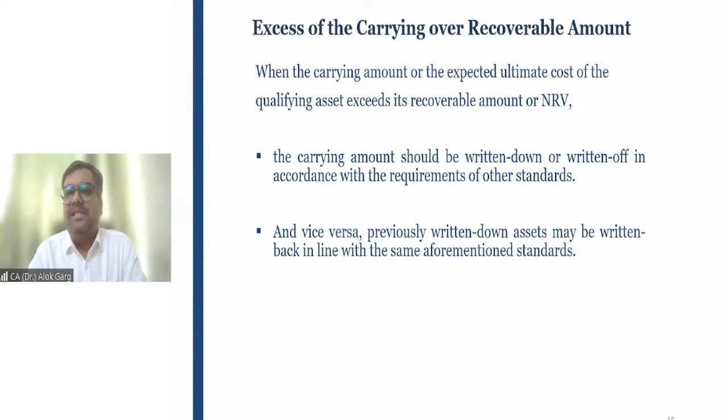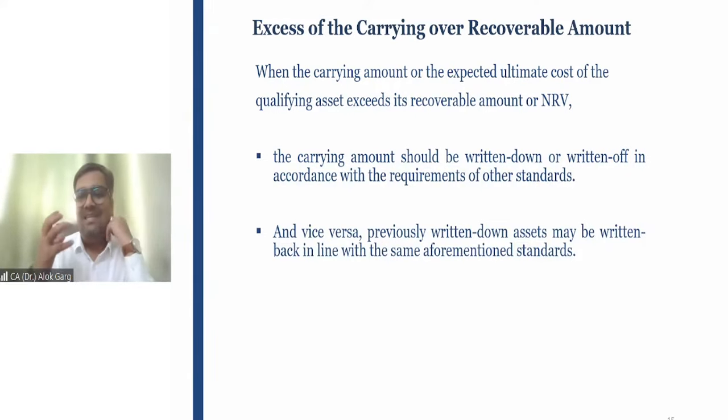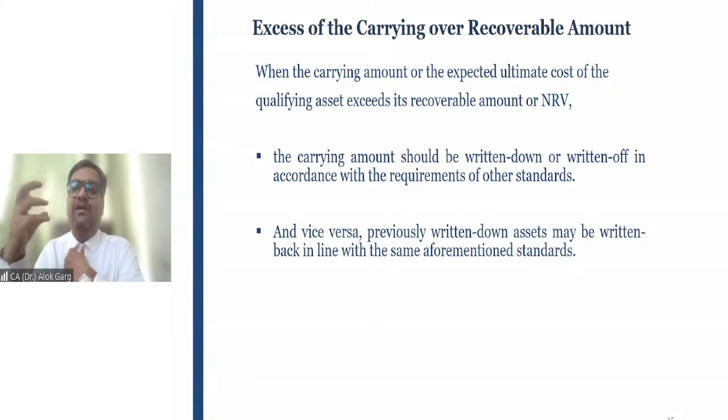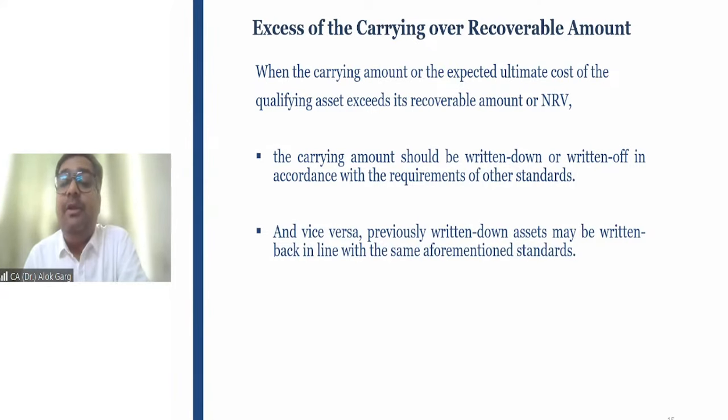Now there is one concept which is given for the impairment. As I have already told you, for example, you have constructed a plant and the construction cost was, let's say, 1 crore rupees. You have also capitalized the borrowing cost of 10 lakh rupees. So what is the total cost? 1.1 crore, right? Eventually, the recoverable amount of the plant has gone down. It came down to 80 lakh rupees, right? So this interest cost is also going to be impaired. So 1.1 crore minus 80 lakh, 30 lakh will be your impairment loss, right? So this is the concept which is given in this standard.